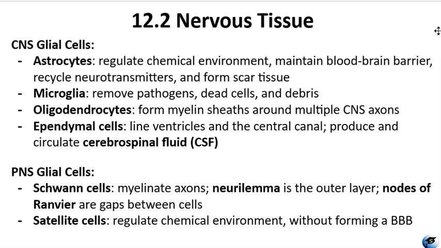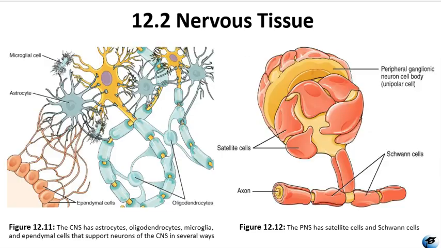The outermost layer of the Schwann cell is called neurolemma, and the spaces between adjacent Schwann cells are the nodes of Ranvier, which we've seen in the diagram of the myelin sheath. Satellite cells, which surround neuron cell bodies in the ganglia, regulate the chemical environment in a manner similar to the astrocytes, though they do not contribute to a blood-brain barrier. Figures 12.11 and 12.12 show the different types of glial cells found in the central nervous system and the peripheral nervous system that we just discussed.